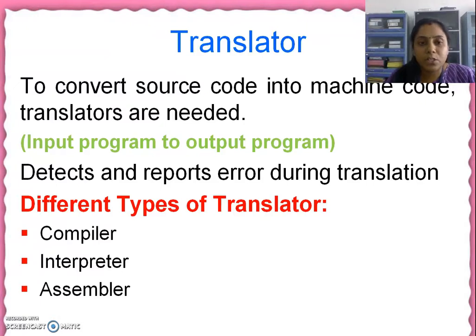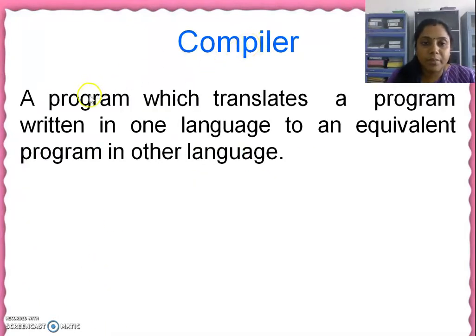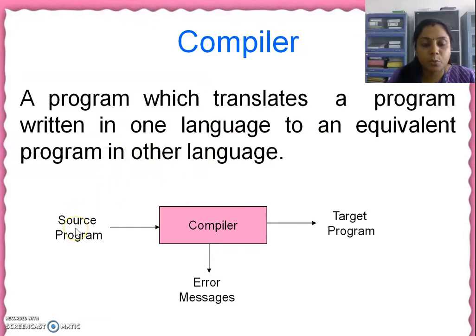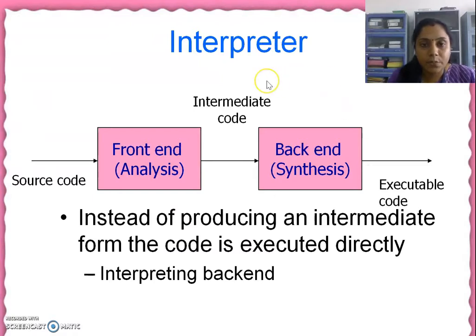The purpose of a translator is also to detect and report errors during the translation process. There are different types of translator, namely compiler, interpreter, and assembler. A compiler is a program which translates a program written in one language into an equivalent program in another language. Whenever we give a source program in a language like C, C++, or Java, it will be compiled using that language's compiler, and a target program will be generated. During this translation process, some error messages will be given by the compiler if any occur in the source statements.